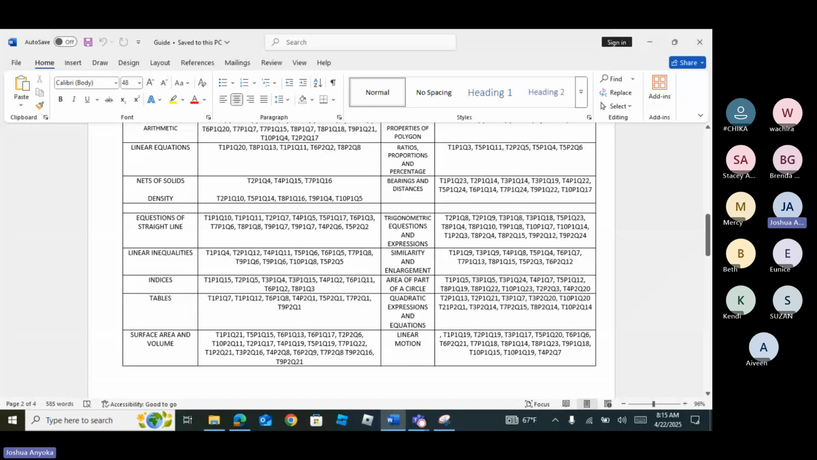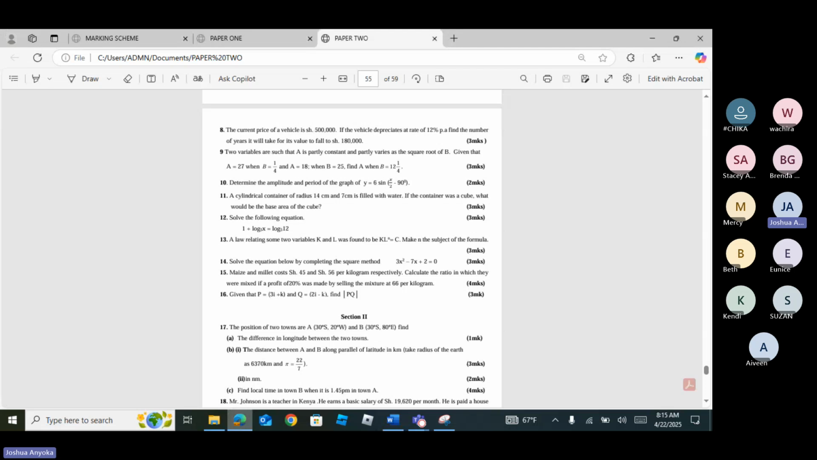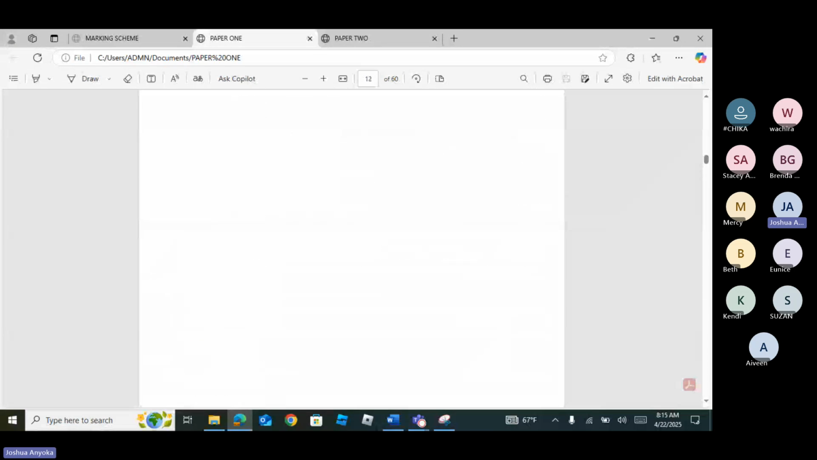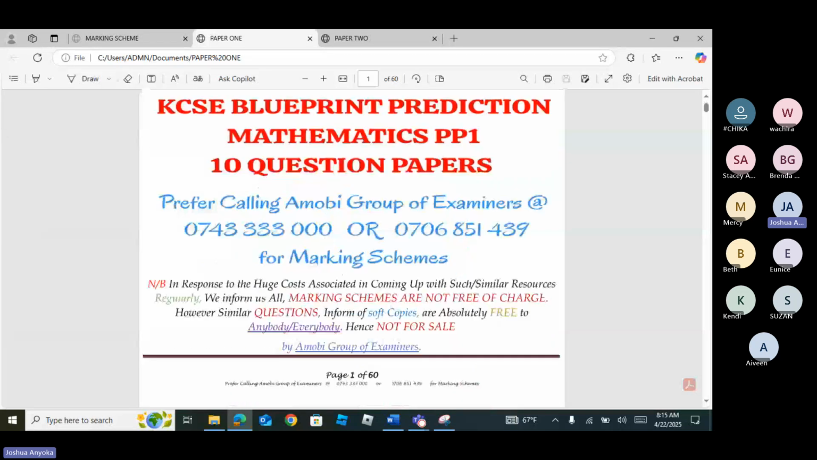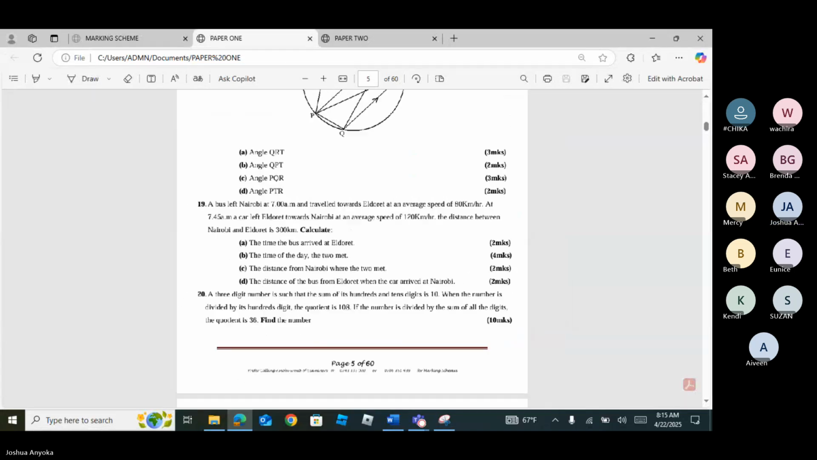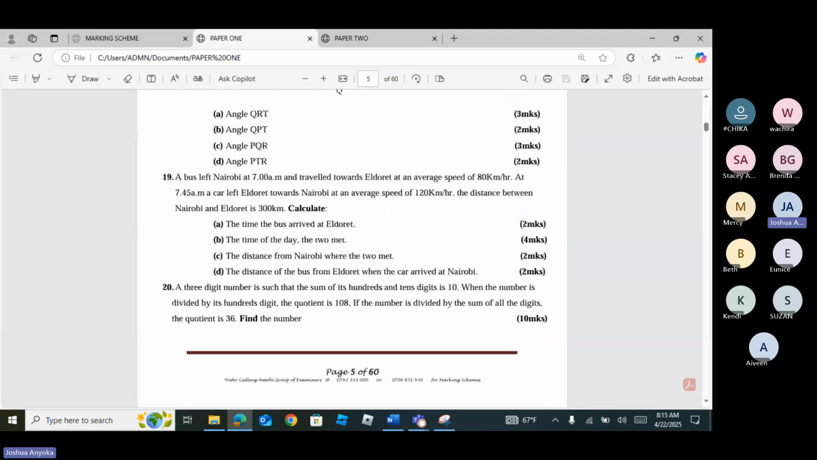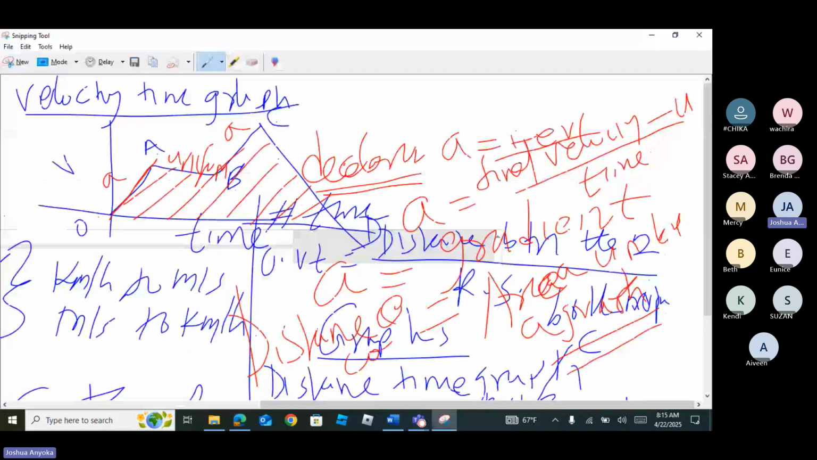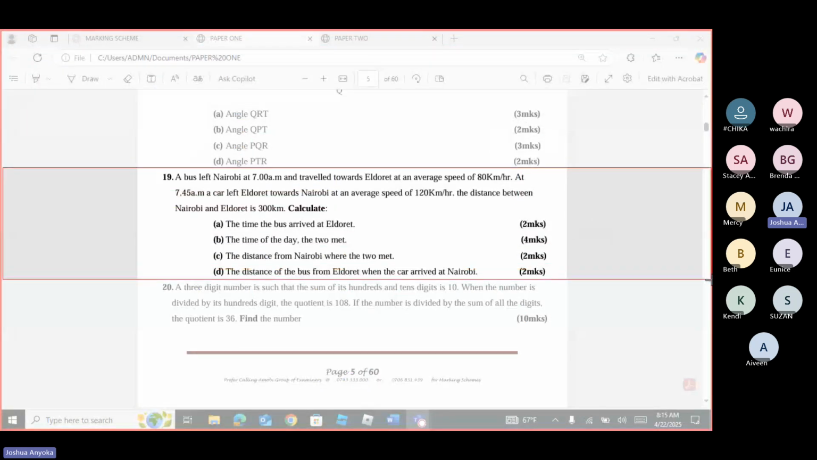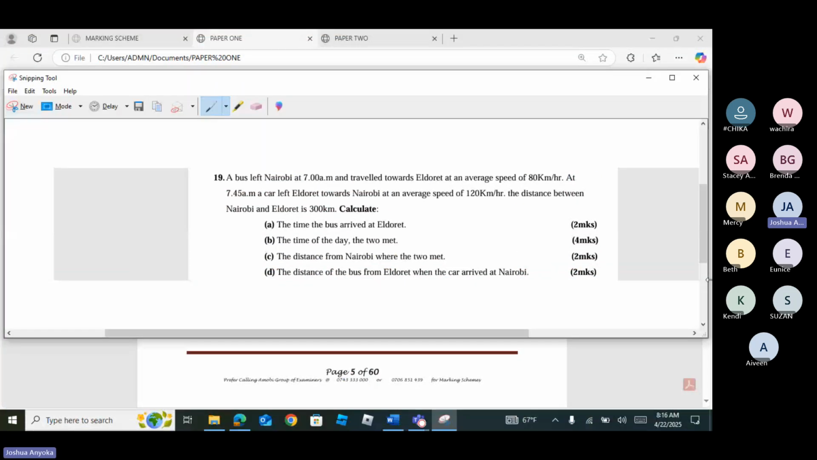Trial 1, paper 1, question 19. This is the question that we are going to address. Trial 1, paper 1, question 19. Good.